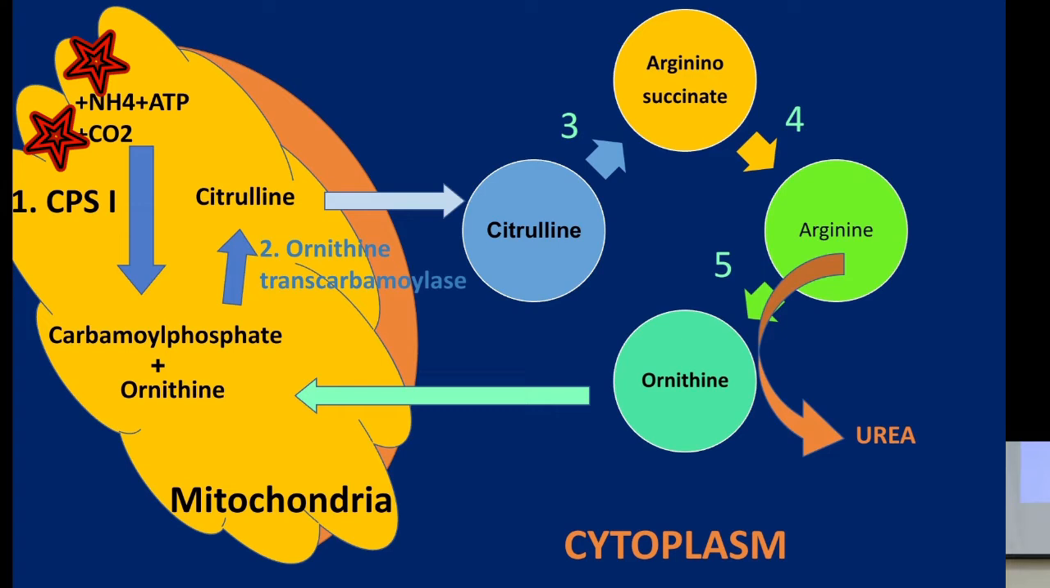Now you're going to need another amino acid we haven't talked about. It's called L-ornithine. You're going to condense L-ornithine with carbamoyl phosphate. The enzyme here is called ornithine transcarbamoylase. You form a new amino acid called citrulline. So the first two steps, CPS1, carbamoyl phosphate synthase 1, and ornithine transcarbamoylase, are in the mitochondria. Then citrulline is transported to the cytoplasm.